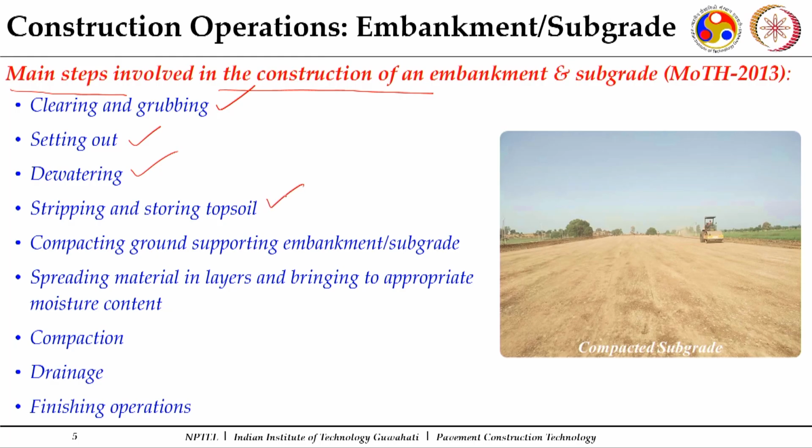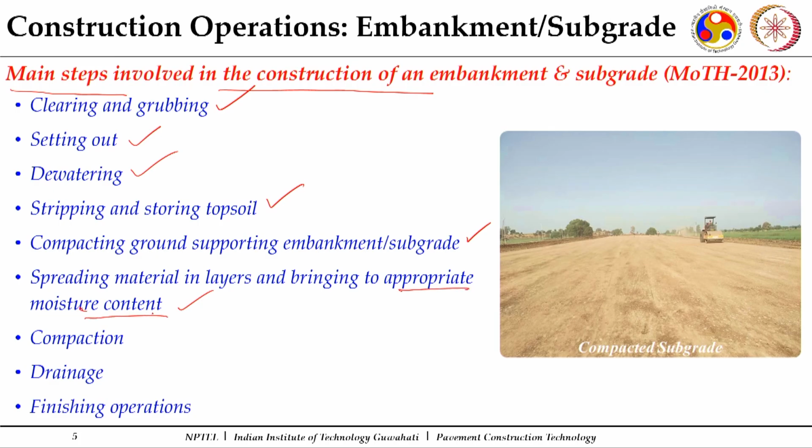Stripping: whatever existing soil is there, we preferably try to remove a certain depth of it, and if it is good enough, we will keep it stored for later on to cover our side slopes, because it may be good for growth of vegetation. Then comes compacting ground supporting: before we start putting up the layers of embankment or subgrade, the existing ground also needs to be compacted, made ready to take the layers of embankment or subgrade. Under that particular construction of embankment, it will involve spreading materials in layers and bringing to appropriate moisture content.